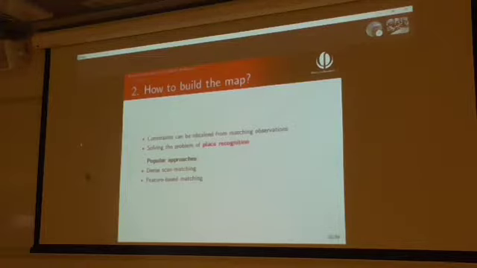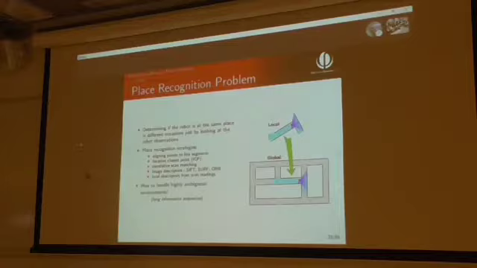As I was saying, an important part of SLAM is the front end, right? It is how to build a map. And the idea is to solve place recognition. What is place recognition? It is determining if the robot is at the same place on different occasions by comparing the observations made on those different occasions.